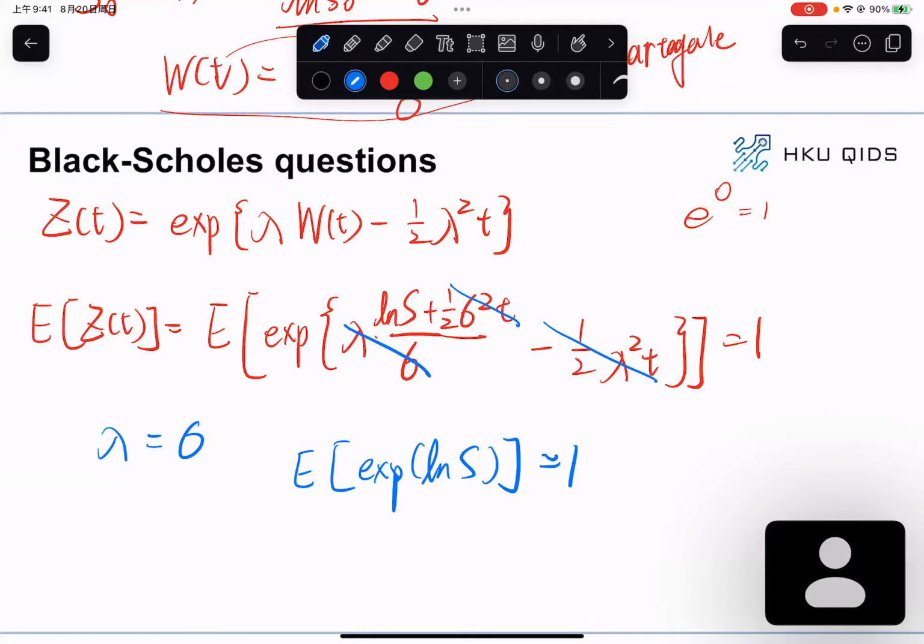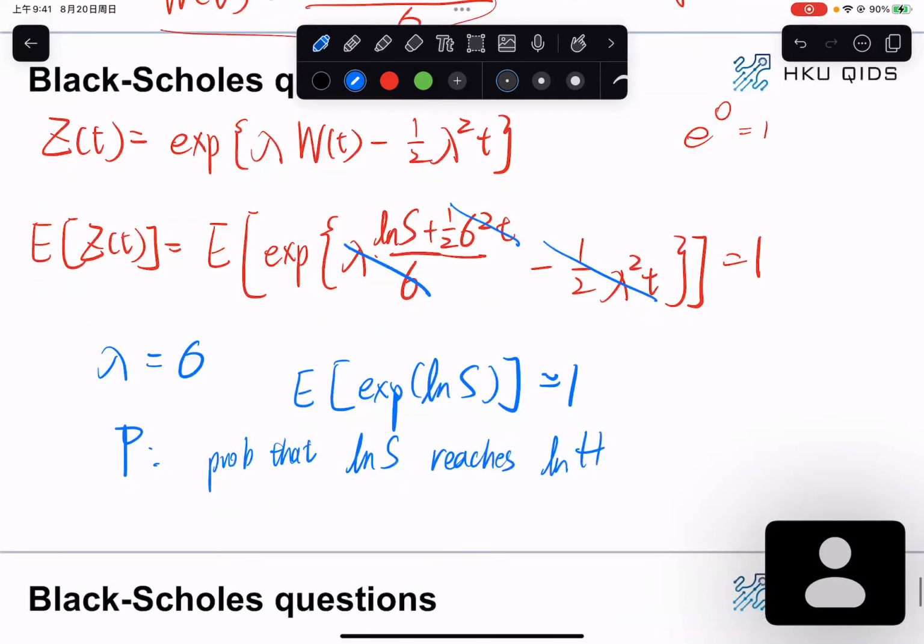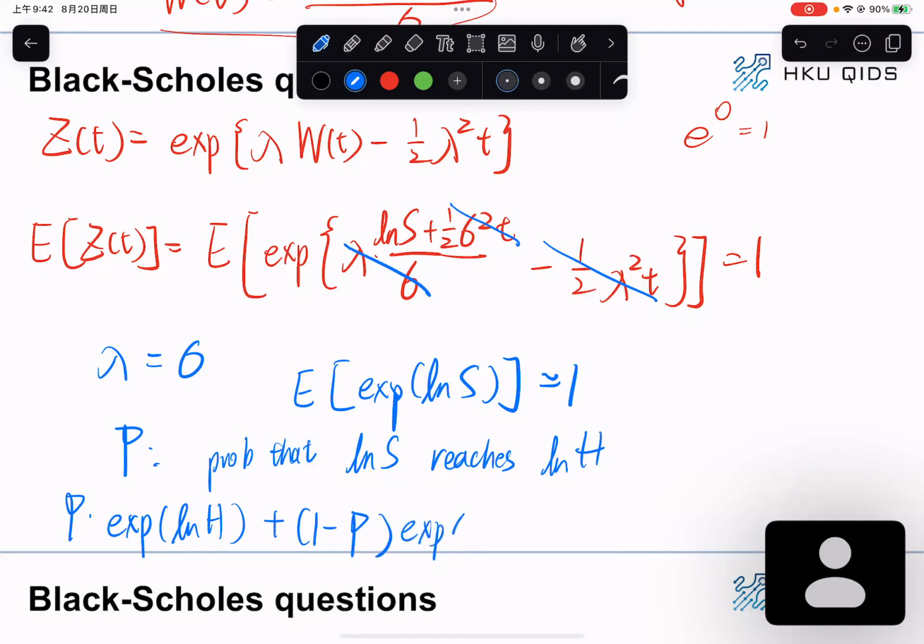And now we can use the martingale setting, where, let's say, the probability that log S even reaches log h is going to be probability. Let's write it down, okay? Probability that log S reaches log h. And then we have probability multiplied by the expected return, which is log h, plus 1 minus p times exponential of negative sigma.